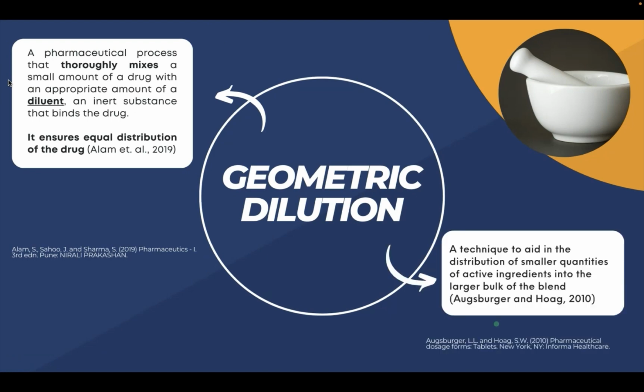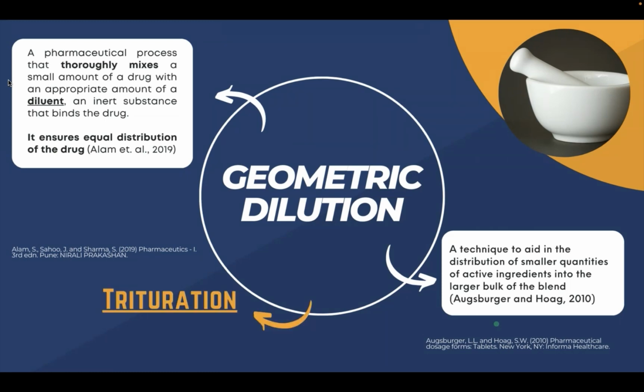In a more general sense, it is a technique used to aid in the distribution of smaller quantities of active ingredients into the larger bulk of the blend or mixture. In short, it is a process of diluting something based on its measured size. Thus, the word geometric dilution.